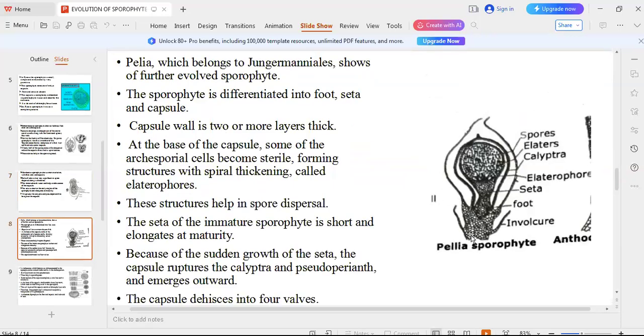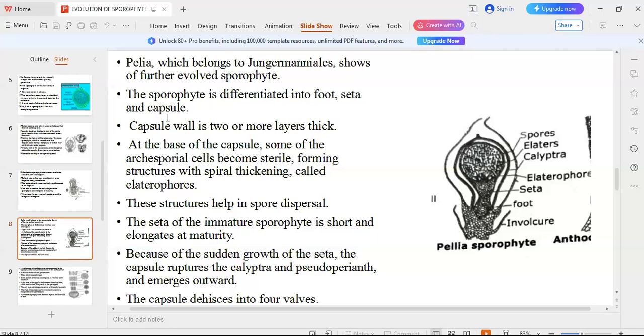See here, this is the Pellia sporophyte. What is special about this? Elaterophore is present in Pellia, which belongs to Jungermanniales and shows a further evolved sporophyte. I am explaining what evolutions are observed in the different genera of Bryophyta members. The sporophyte is differentiated into foot, seta, and capsule. The capsule wall is two or more layers thick. See here, this is the capsule, and the foot, seta, and below the foot, a foot involucre is present. At the base of the capsule, some elaters are gathered at one place. That is called the elaterophore. That is the special thing of Pellia.